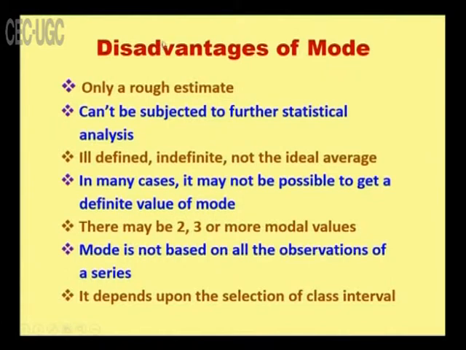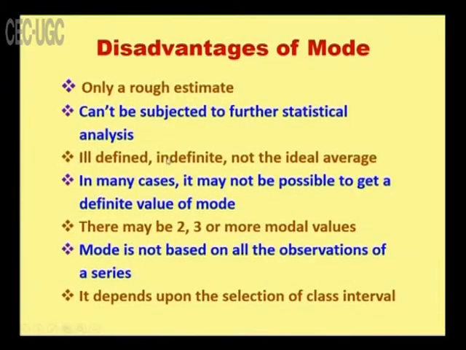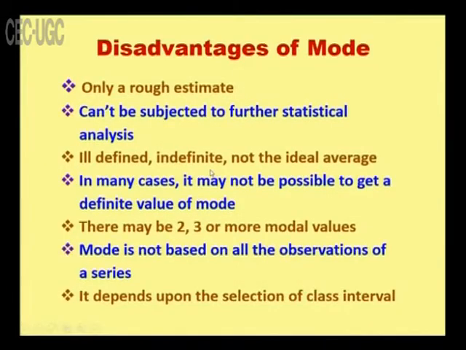And now what are the disadvantages? It is a rough estimate and it cannot be subjected to further statistical analysis like the mean and standard deviation. Those can be further analyzed, but the mode cannot. And it is ill-defined, indefinite and not the ideal average. As we have already discussed, a single data set can have many modes, and therefore which mode will you take as the central average or central tendency? There is no definition of that. In many cases, it may not be possible to get a definite value of mode. We can't say which is the exact mode.